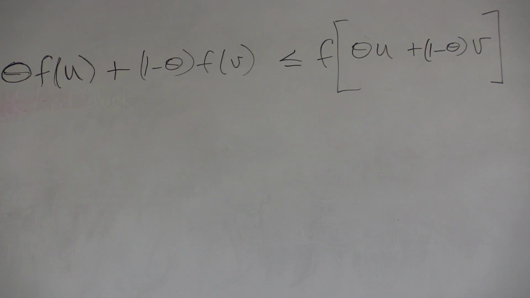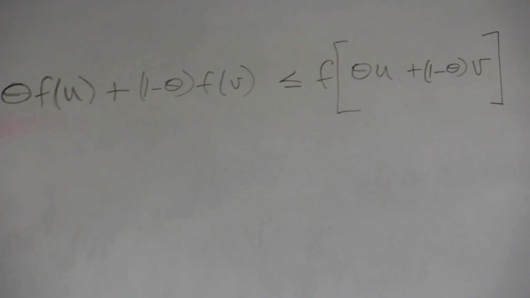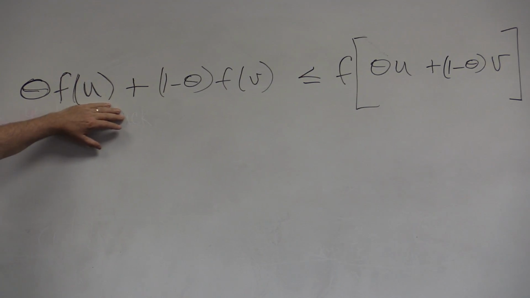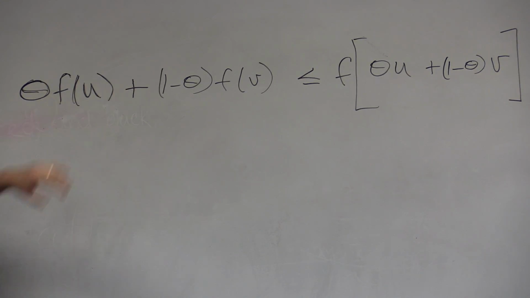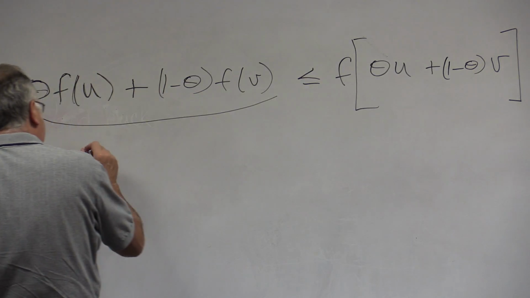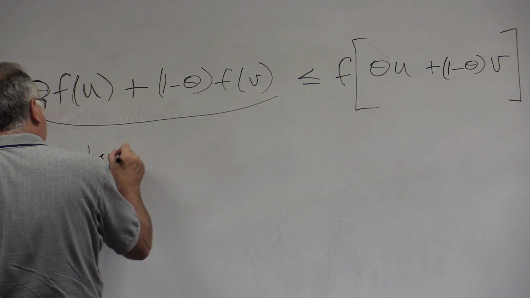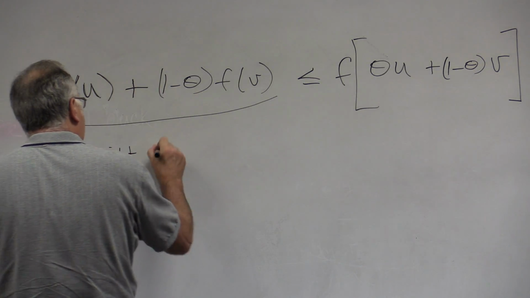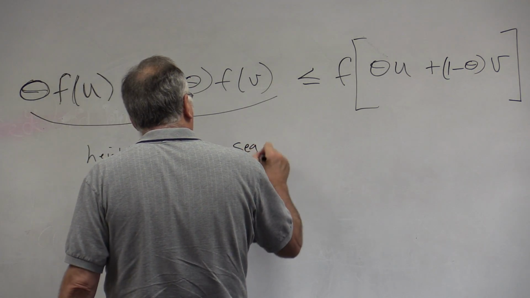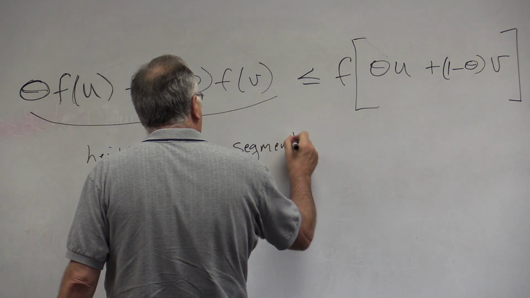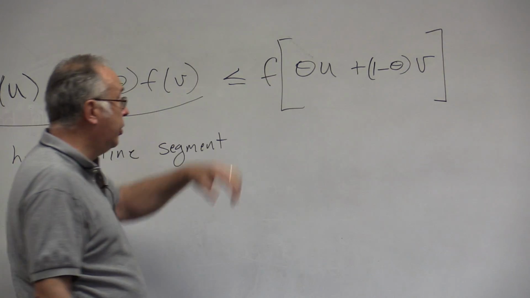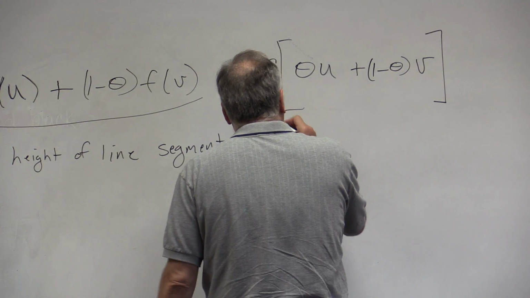Okay. This has the interpretation of being just the height of the line segment connecting the 2 points. So this part right here is just the height of the line segment. This is just the height of the function, or the book calls it the height of the arc.